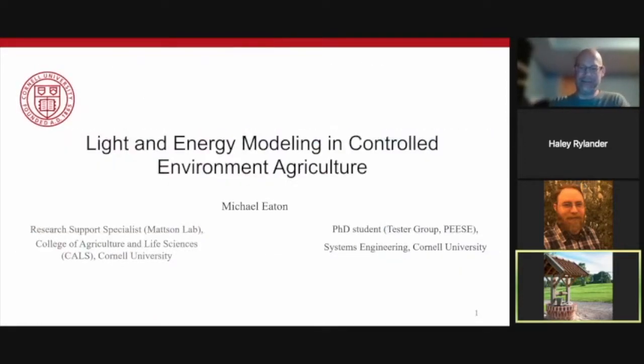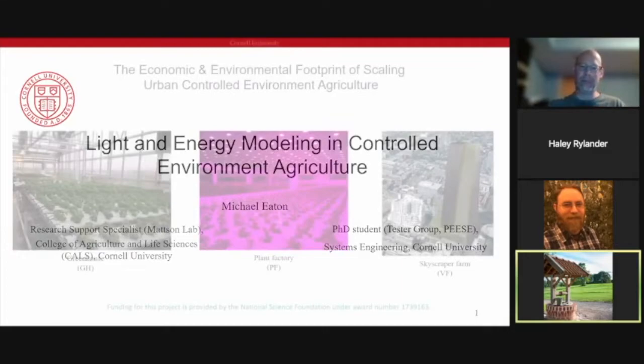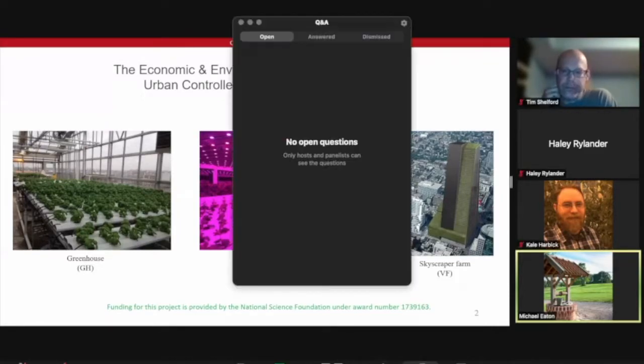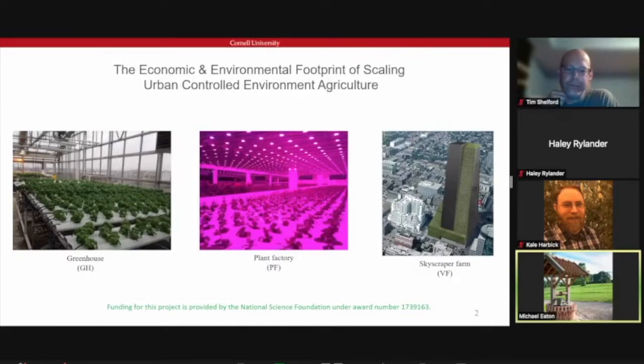Hi everyone, I'm Michael Eaton. Today I'm going to be talking about light and energy modeling in controlled environment agriculture. The work I'm presenting today is part of a larger project dealing with the economic and environmental footprint of scaling up urban CEA. So looking at greenhouses located in the city, plant factories or warehouse farms that are completely enclosed and don't have access to natural light, and a third facility type called a skyscraper farm. As far as I know, these don't exist, but they have been proposed as a way to maintain high space use efficiency while accessing some natural light.